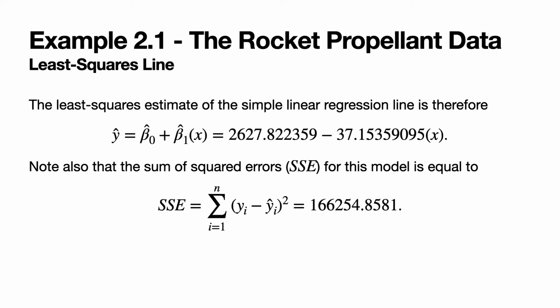So we can calculate the y hats, and once we have done that, we can take the difference between the observed values of y, the actual y values themselves, and the predicted values, the y hats, square those differences, and add those squared differences up. That will give us the SSE for the least squares line. For this least squares line, the sum of squared errors, the SSE, is equal to 166,254.8581.